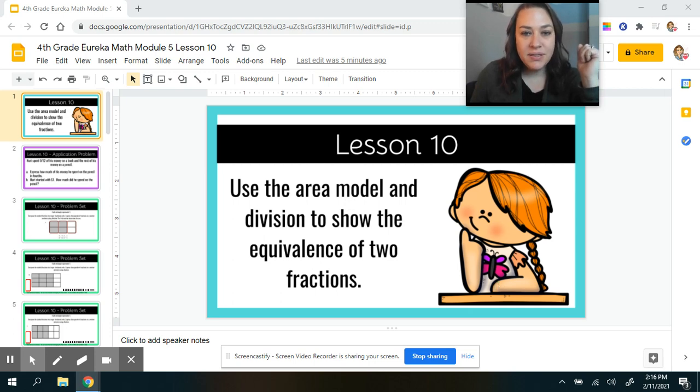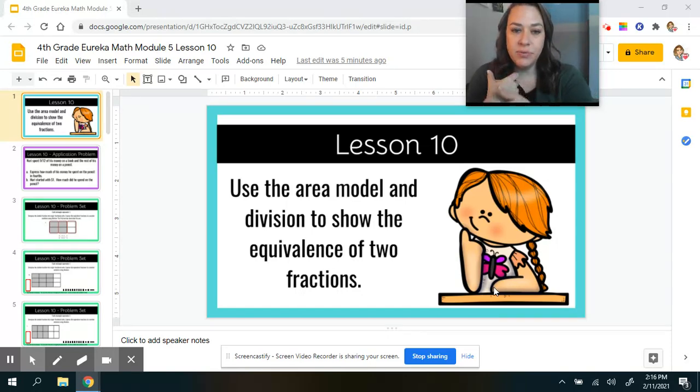Hey guys, this is Module 5, Lesson 10. This is really similar to Lesson 9. We usually combine them, but I wanted to go over this one a little bit more for practice. Division is a little bit different, a little bit harder than multiplying to make equivalent fractions.